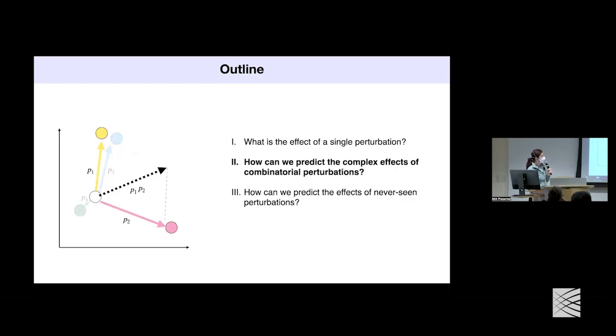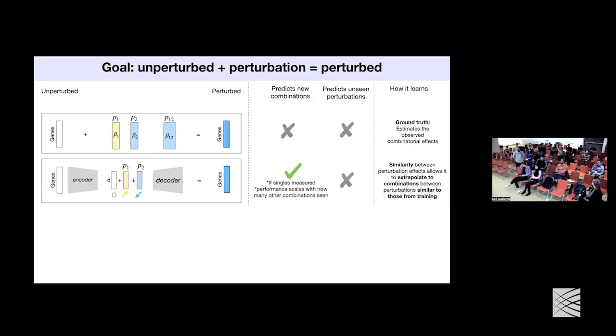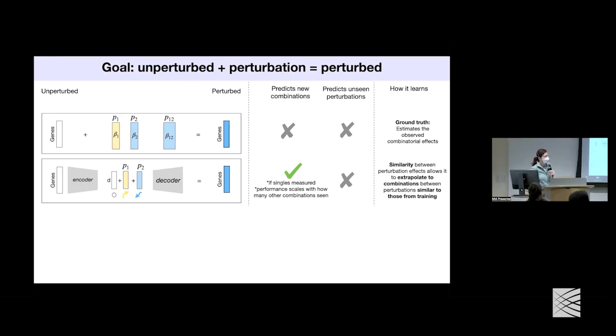All right, so we've talked about how to predict the complex effects of combinatorial perturbations. On the previous slide, just a quick question. If I do choose linear encoders and decoders, and I am doing PCA, does this work anywhere near as well? I would have to double check. I feel like this might be something they tried in the paper. Yeah, let's follow up.